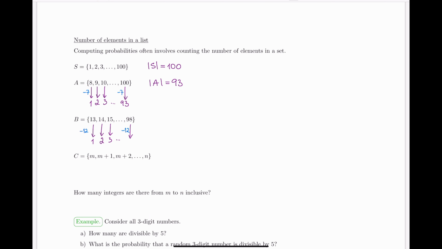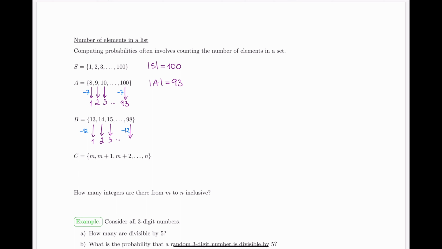So look, if the first element in the set is 1, then it's easy because I can start counting with that. If the first element in the set is not 1, I need to subtract a number that will bring it down to 1. So in order to turn 8 into a 1, I need to subtract a 7. In order to turn 13 into a 1, I need to subtract a 12. So the number I'm subtracting is always 1 less than the number I am starting with.